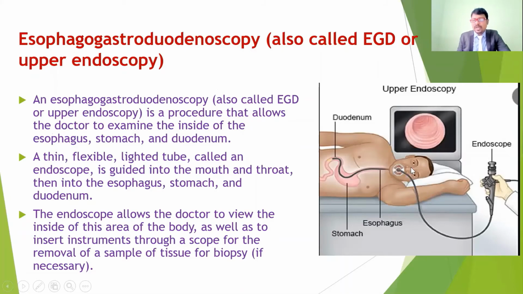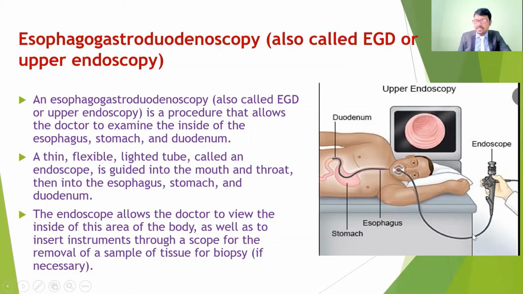So in the endoscopy, we are going to see clear images of our stomach. Any abnormality, any tumors, any carcinoma, or any gastritis, any ulcers, we are going to find with this procedure. This is also called upper endoscopy. This is the procedure that allows the doctor to examine inside the esophagus, stomach, and duodenum.